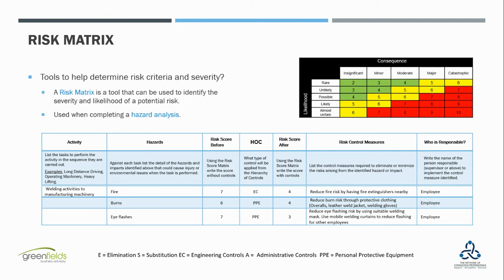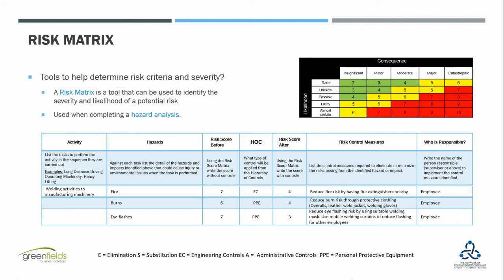The hierarchy of control we're going to apply in this case is EC, which is engineering control. And after implementing that control, we find our risk is down to 4. The risk control measure is to reduce fire risk by having a fire extinguisher nearby. And who's responsible? The employee in this case.